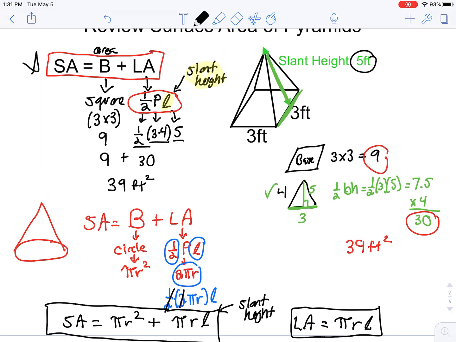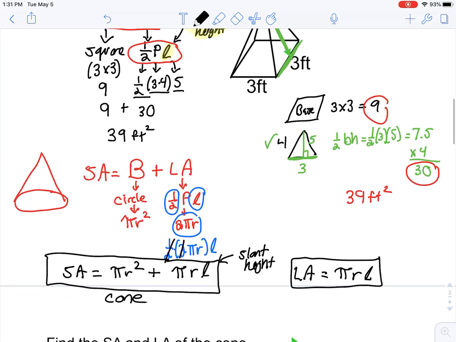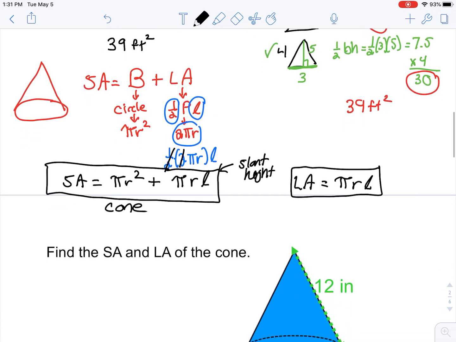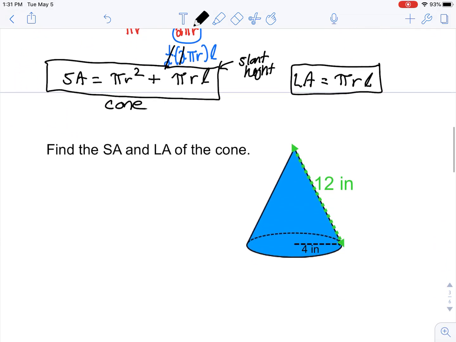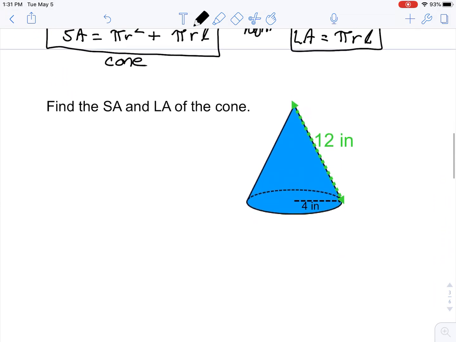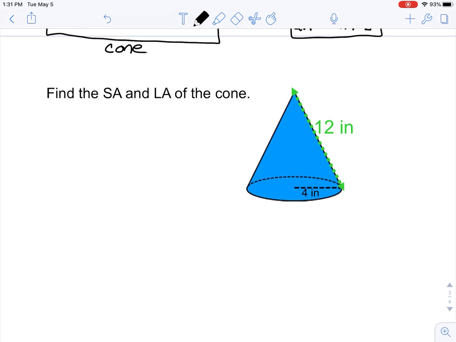Each formula is still based on this main idea of surface area being the area of the base plus the lateral area. But how we find the area of the base and how we find the lateral area changes based on what type of three-dimensional object it is. So, a couple of quick examples.